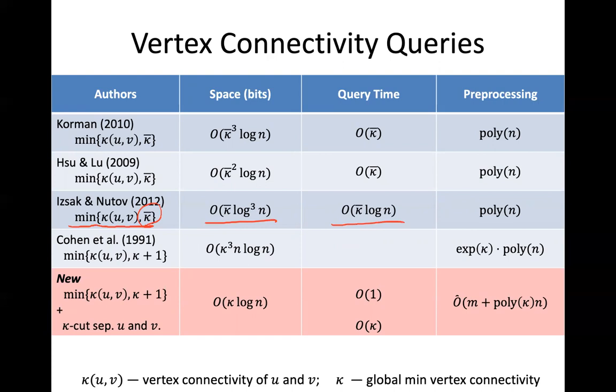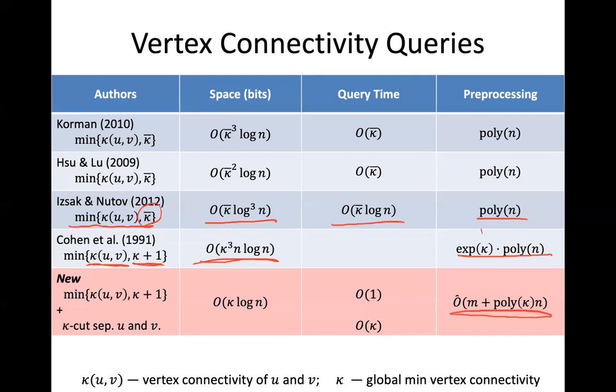A version of this data structure in the Cohen et al. paper will distinguish between vertices whose connectivity is kappa versus at least kappa plus 1. And the size of the data structure is roughly kappa cubed times linear. And one contribution here is that we come up with a data structure that is near linear time constructible, versus polynomial and exponential in kappa and polynomial in n.